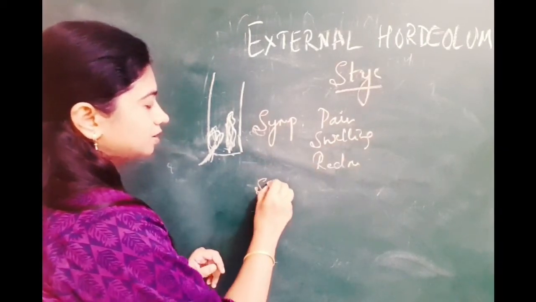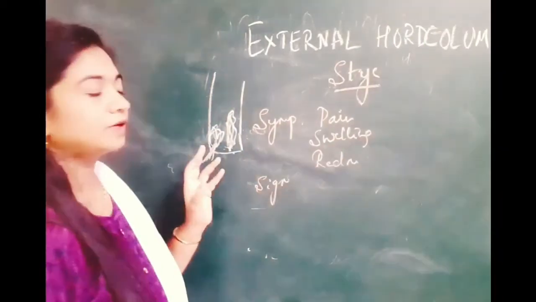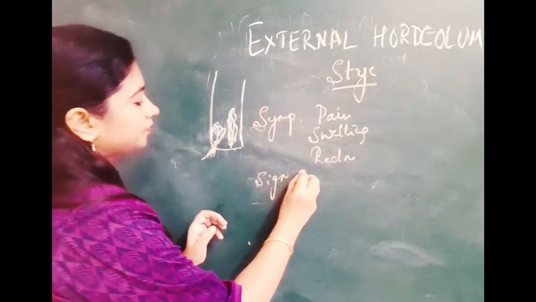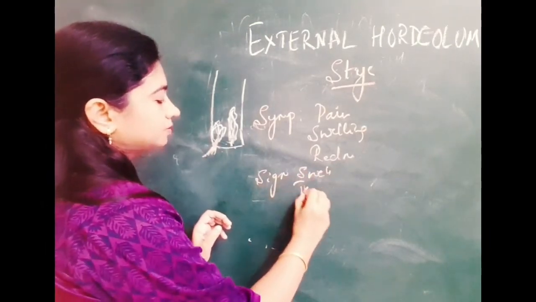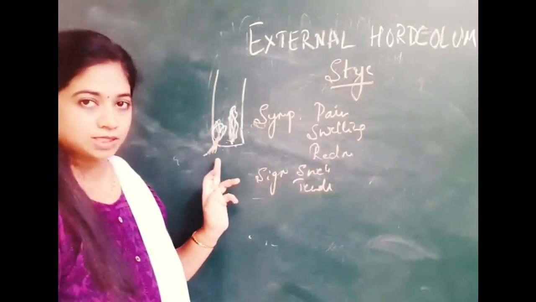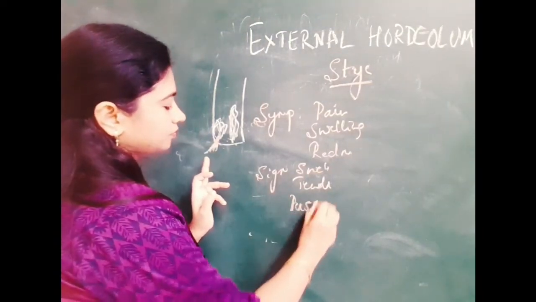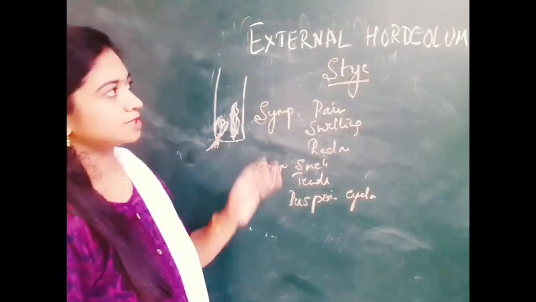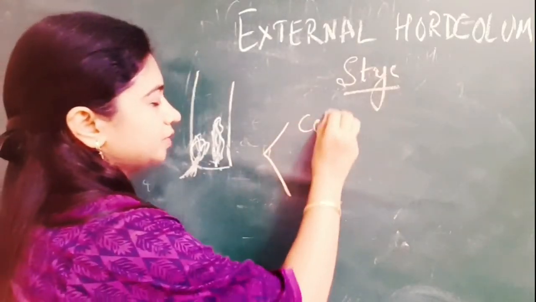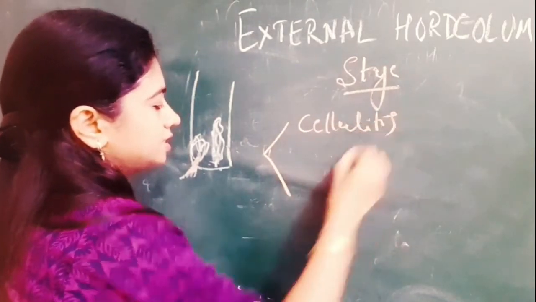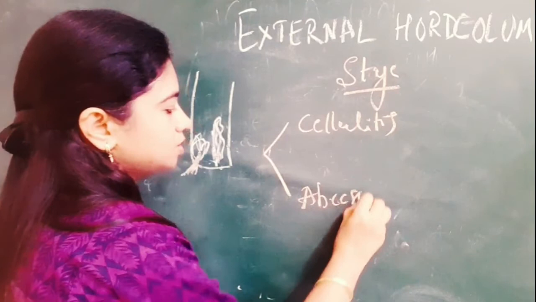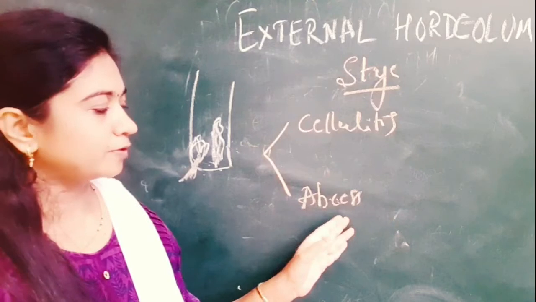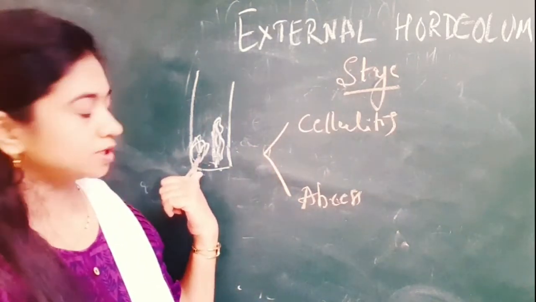So what are the signs of the external hordeolum? Patient will have a localized swelling which is more towards the lid margin, okay, and it is tender to palpate. Sometimes it can be a pus pointing towards the eyelash. So this depends upon the stage of the external hordeolum, which has two stages, that is stage of cellulitis and stage of abscess formation. So in case of cellulitis, patient will have more of redness and swelling, whereas in case of abscess formation, there will be a pus pointing towards the eyelash.